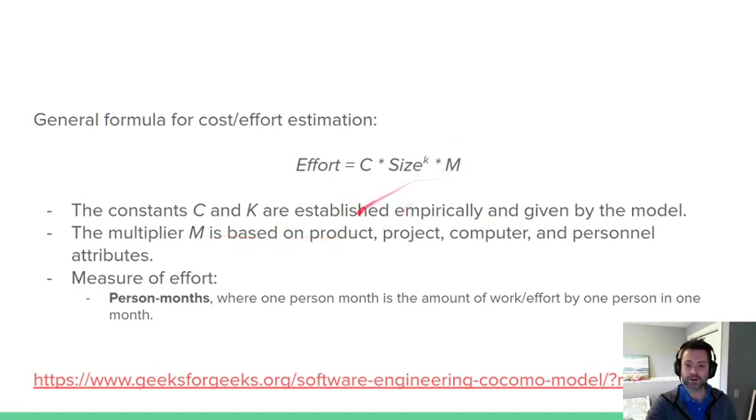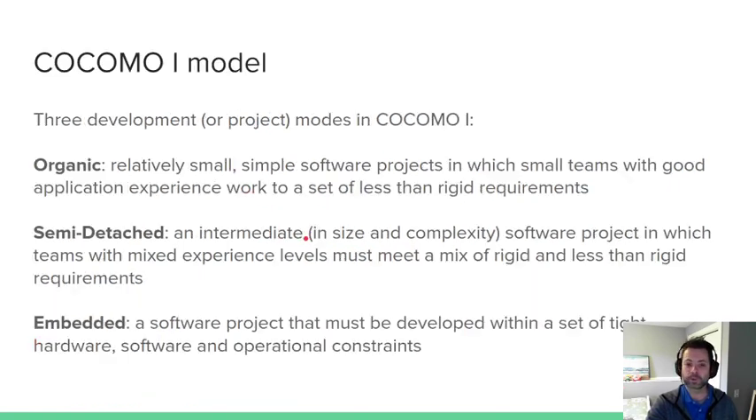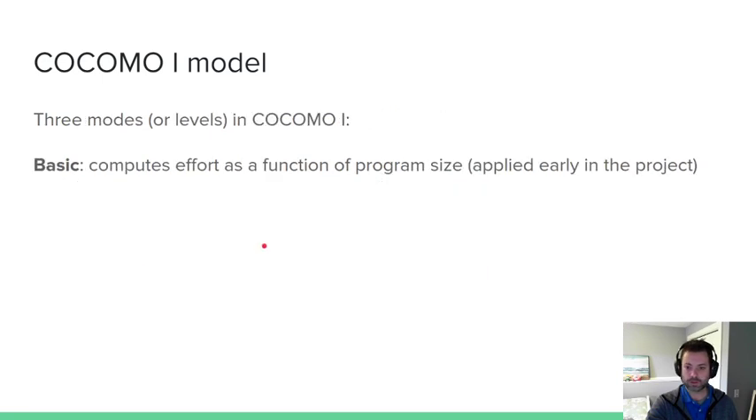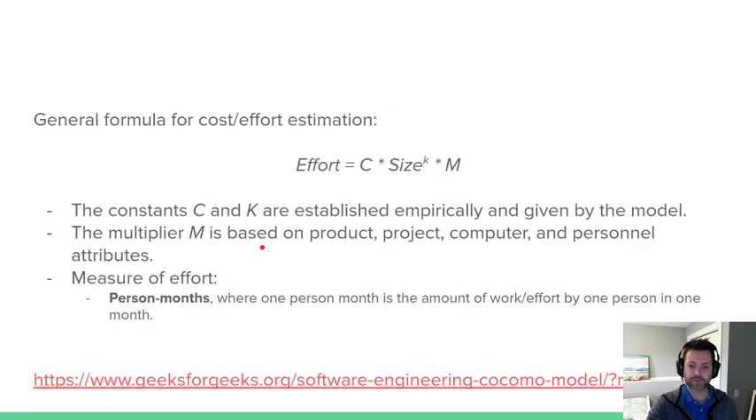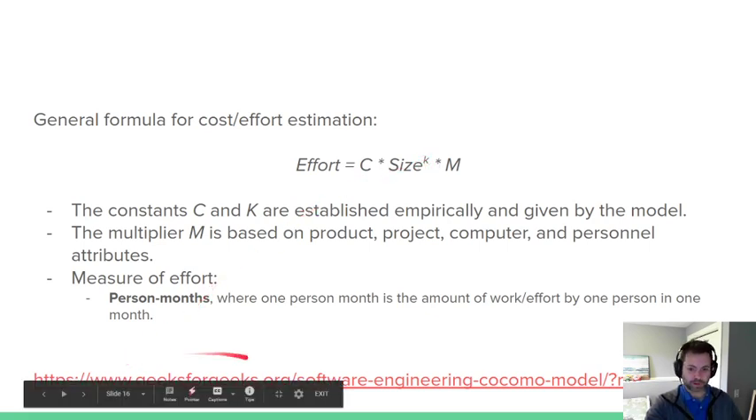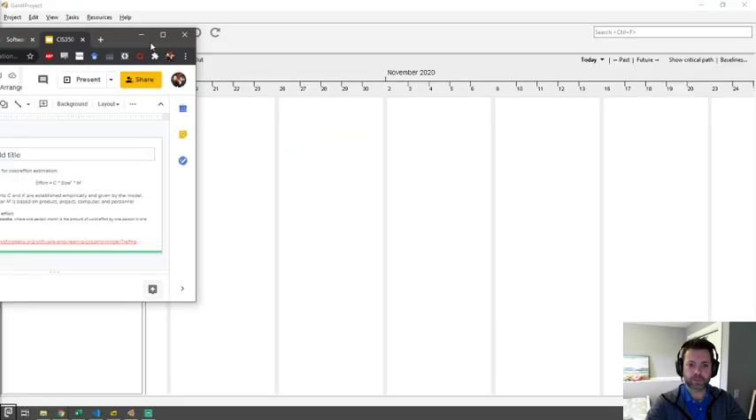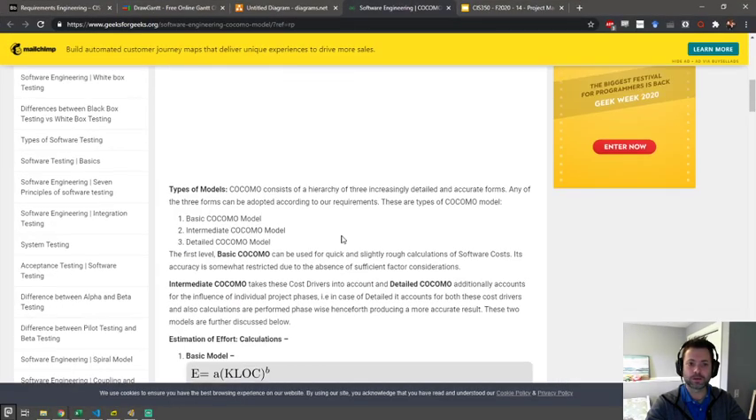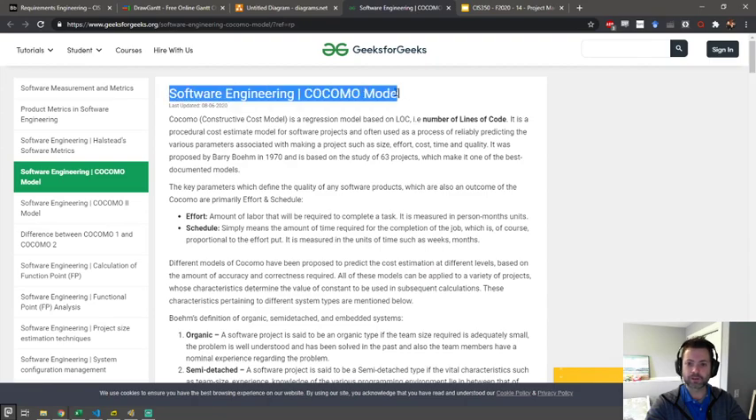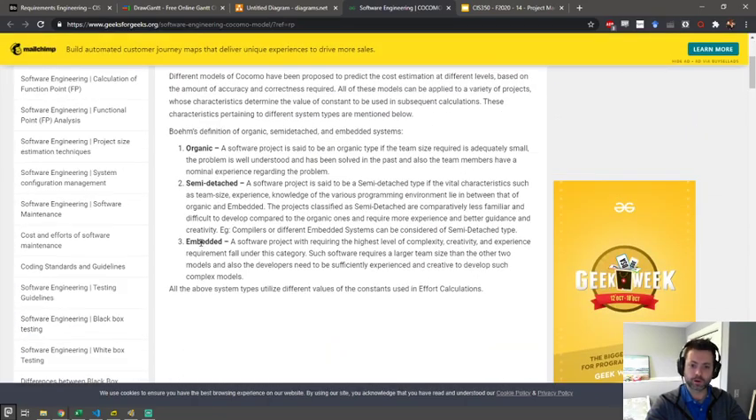M, this guy right here, is going to be your quality, what do we call it before? Cost drivers, sorry. Not quality drivers, cost drivers. So the product, the computers, the personnel, this is going to be your M. Your C is basically just going to be a scalar. And then we have an exponential tacked onto the size. I've got this page here that I'm going to flip back and forth between. Basically, it's a good overview of the COCOMO model, and it goes through all of these bullet points.